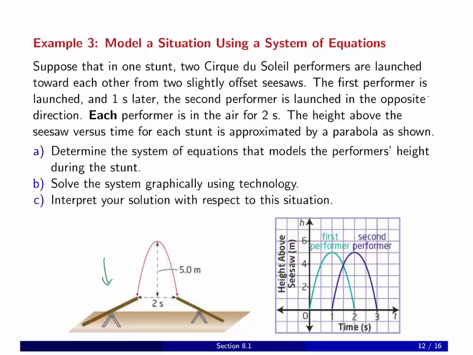Each performer is in the air for 2 seconds. The height above the seesaw versus time for each stunt is approximated by a parabola as shown. Determine the system of equations that models the performer's height during the stunt.